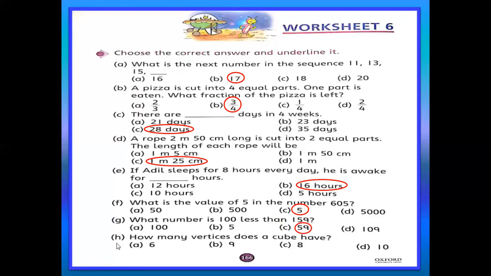And the last part, H, how many vertices does a cube have? We have also done this one. A cube has how many vertices? 8. What is our answer? 8. So in this way, questions also come in your paper and you can choose your correct answer.